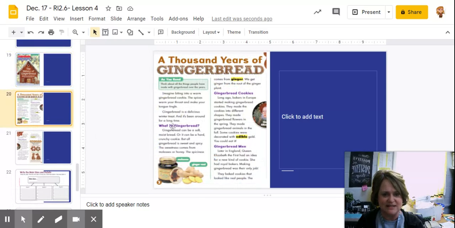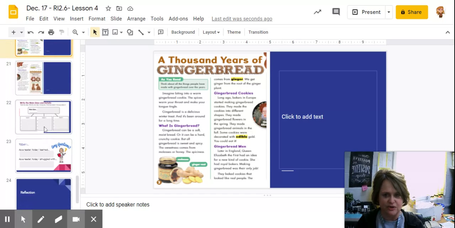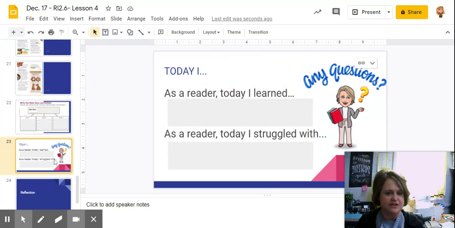And then what I did is I just did the heading, and I said some of the things that were under the heading, did another heading, and so forth. So that is how you can fill out yours. I've got the hiccups. Also, I've included where you can reflect on your work. As a reader today, you learned what, and then as a reader, you struggled with what.